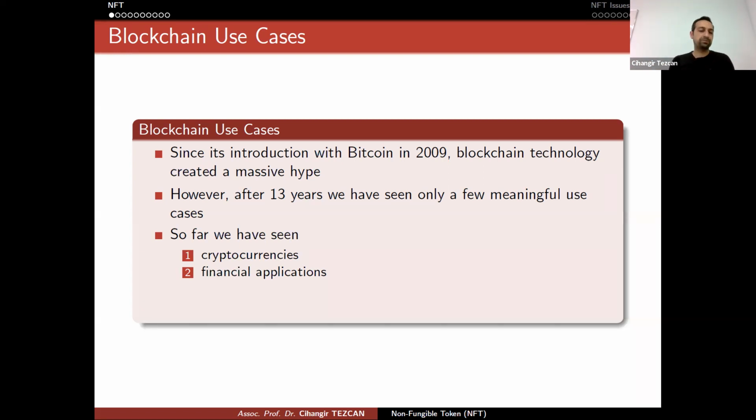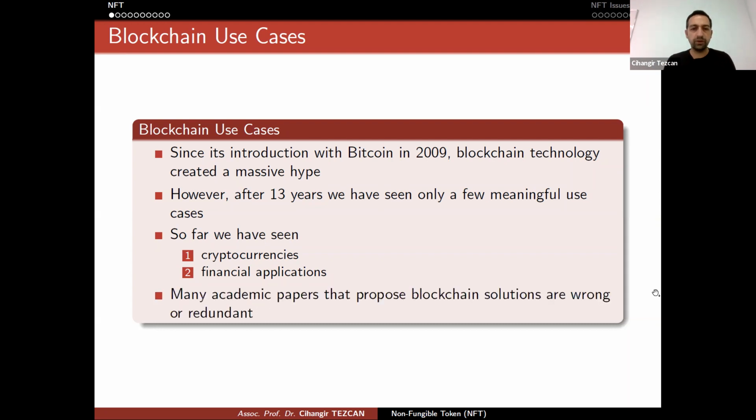But it is also controversial because there is a lot of misinformation. So today, in the first part, I will talk about NFT and what it is. And in the second part, I will try to talk about the security issues involved in NFT.